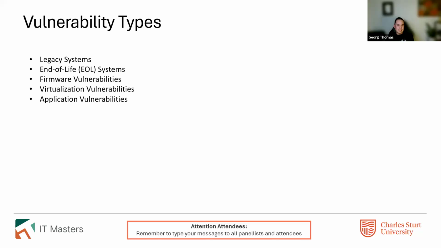Then you've got firmware vulnerabilities. Think about firmware as the software that runs hardware. And you've got things like virtualization vulnerabilities and application vulnerabilities. Virtualization being around your virtual infrastructure, thinking about hypervisors, and applications being anything to do with software. If you've got a web application, a website with vulnerabilities, that's an application vulnerability. Or a desktop word processing app that has a vulnerability, that's an application vulnerability, versus an operating system vulnerability.